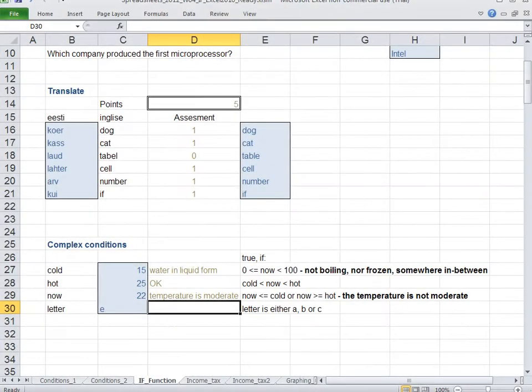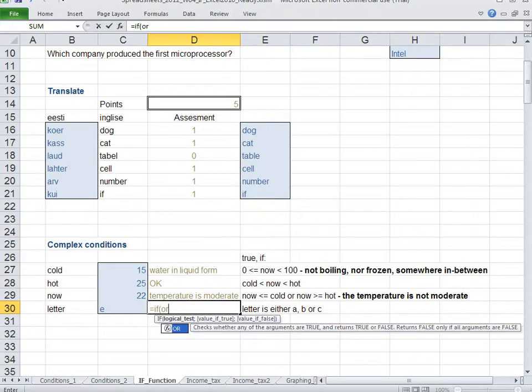Our last comparison here consisted of 3 parts. So we check whether the letter is A, B, C, the letter currently being E, which is not okay. So we write equals if, parentheses begin, and since the letter can't at the same time be A, B, C, so it can't be A and B and C, we have to write OR. We check whether the letter is either E, A, or B, or C.